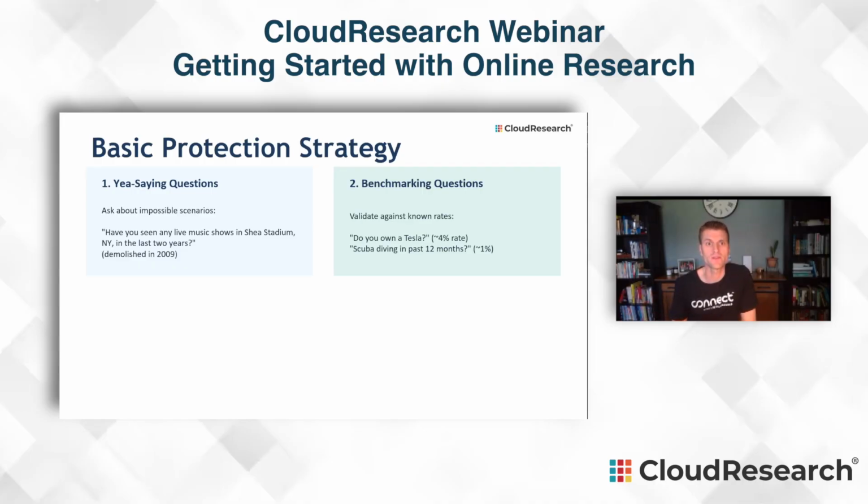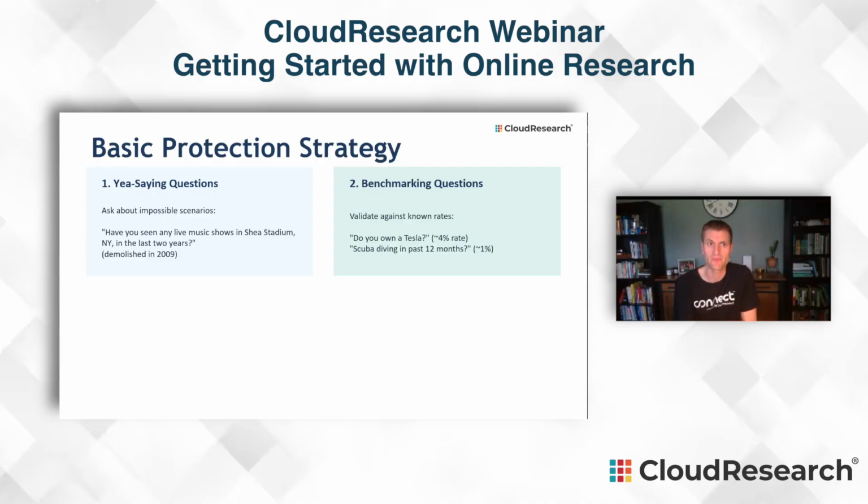So this research goes back a couple of years, where we could ask people, do you currently own a Tesla? And at the time, we knew the rate of that in the overall US population was about 4%. Each year, about 1% of the overall US population goes scuba diving. These are base rate numbers that you can find statistical evidence for that shows you how commonly people engage in these behaviors.